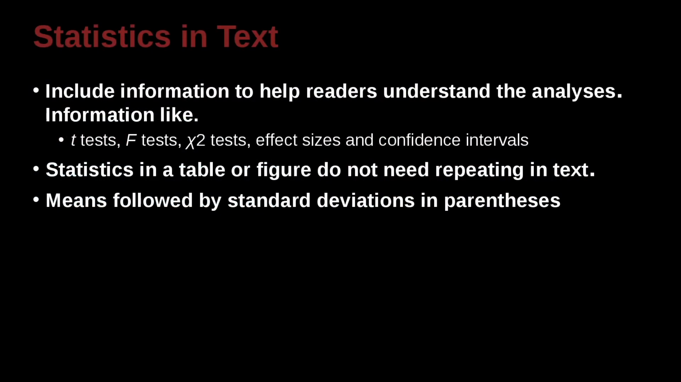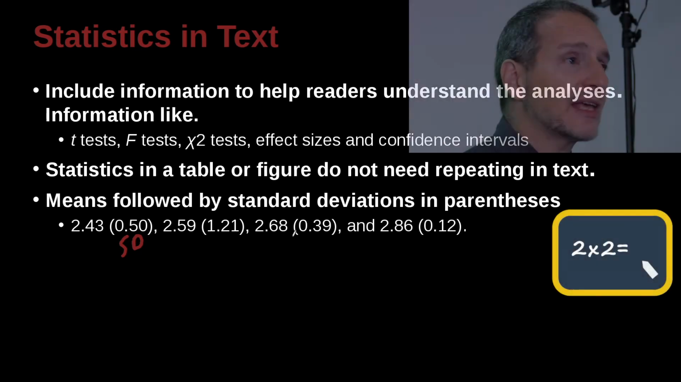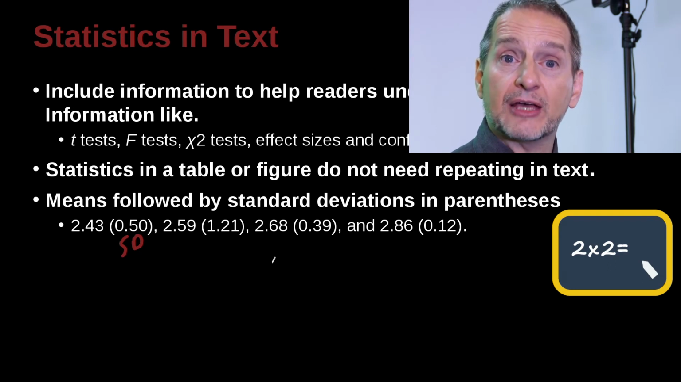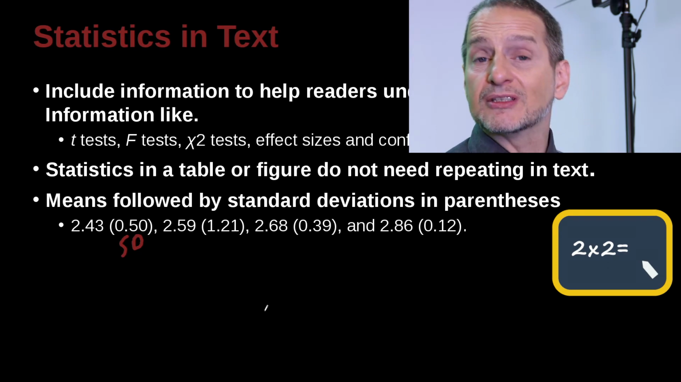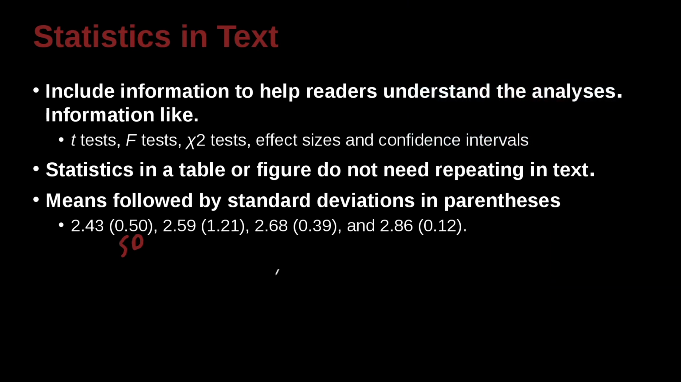Means followed by standard deviations in parentheses is kind of the standard approach. For example, here we can see that we would have something along the lines of, here's the mean, 2.43, and then here is the standard deviation, the SD. Or here's another mean, 2.59, and here is the standard deviation, 1.21, etc. So you can see that's exactly the way it works. And why is that important? Because that helps us to see how you got the calculation. And in fact, for basic numbers, we could double check the calculations and see if they're correct or if there's an issue or if something is important.